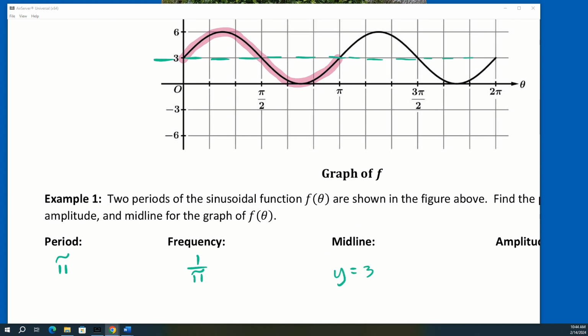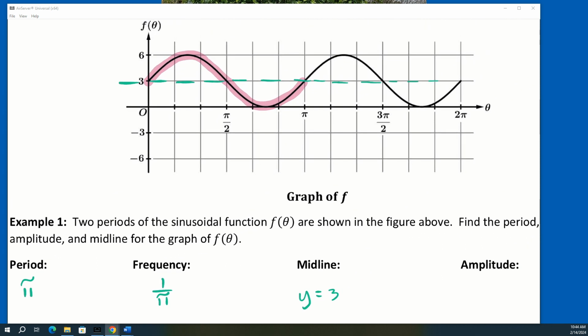All right, and then the amplitude is always going to be the distance from the midline to the max, or if you wanted to do from the midline to the min. So what is that distance? From 3 to 6 is 3. Yep. So you're going from 3 to 6, that's 3 units. Or from 3 to 0 is 3 units. All right. Any questions on that? We're going to do some more.